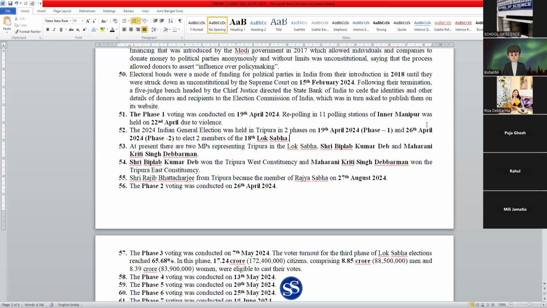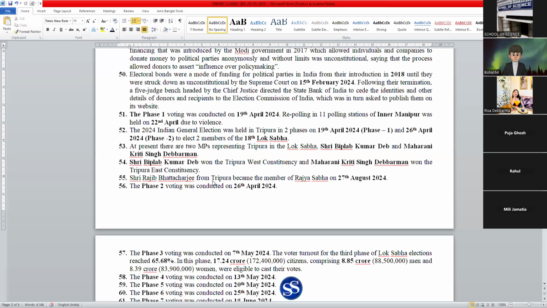Point number 53. At present, there are 2 MPs representing Tripura in the Lok Sabha, and they are Sri Biplab Kumar Dev and Maharani Preeti Singh Dev Burman. Point number 54. Sri Biplab Kumar Dev won the Tripura West constituency, and Maharani Preeti Singh Dev Burman won the Tripura East constituency. Point number 55.